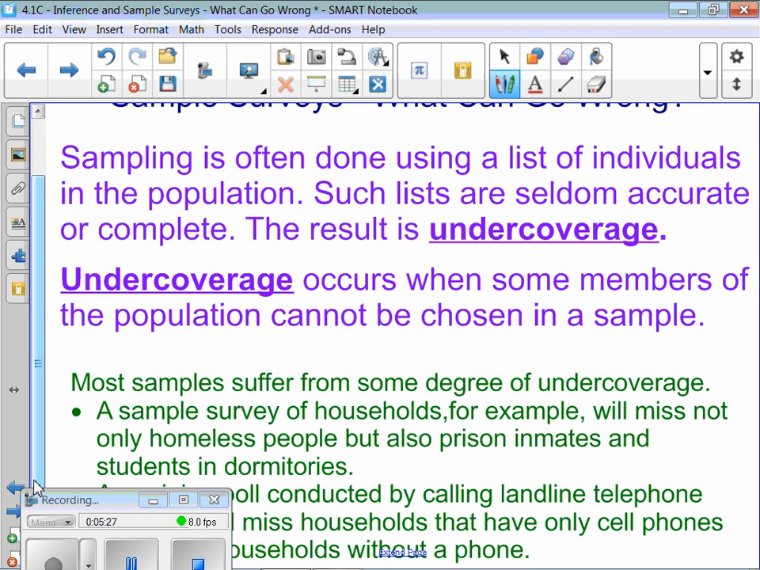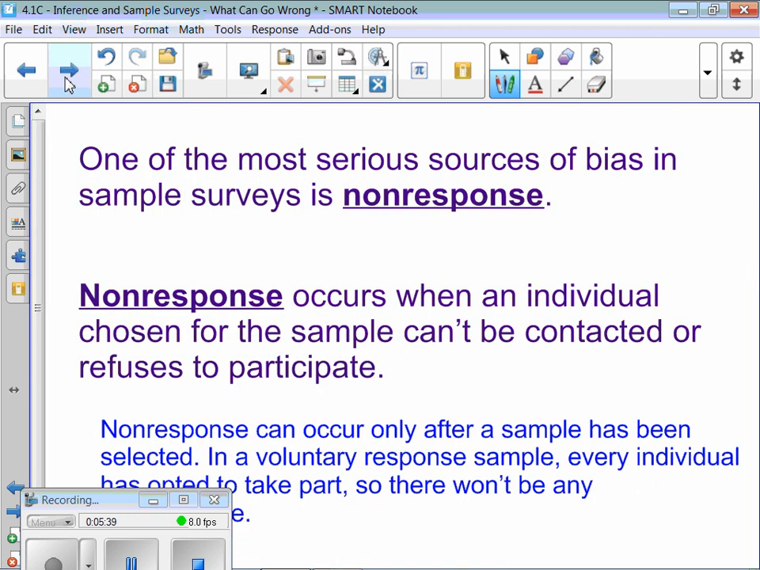So again, if you're calling landlines, you're going to leave everyone out who doesn't have a cell phone. Anyways, that's called undercoverage. So that's on the person who's conducting the survey. That's their fault, undercoverage. Non-response comes on the other end. So non-response is when the person can't be contacted or refuses to participate. So maybe they answer their phone and they're one of those people that's like, I don't want to talk to you. Goodbye. Probably a lot of those, right?